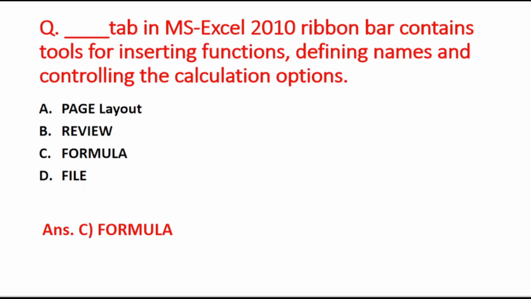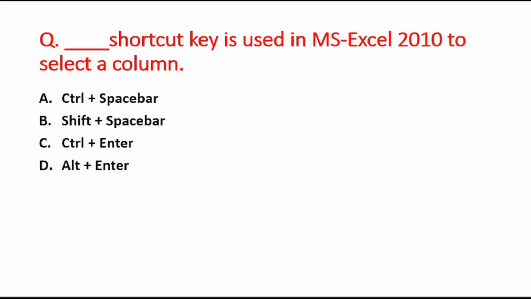Next question is, blank shortcut key is used in MS Excel 2010 to select a column. A option is Control plus space bar, B option is Shift plus space bar, C option is Control plus enter, D option is Alt plus enter. The right answer is option A, that is Control plus space bar. And this question is also very important, so काफी अच्छे से याद रखिएगा, that is to select a column, Control plus space bar shortcut key is used.